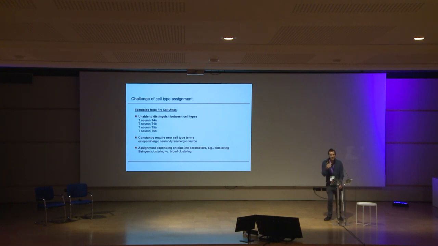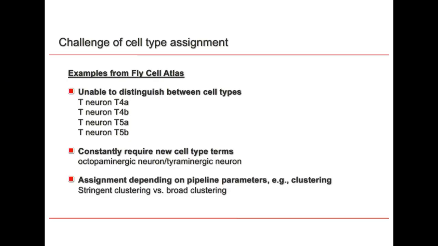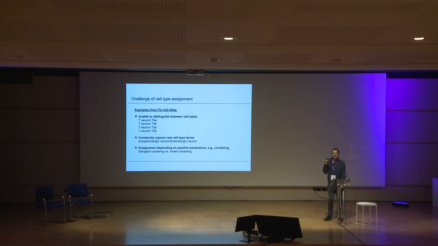Then you also have the challenge of capturing the cell type. You might have assigned cell types and be able to reanalyze your data, but then you have the complexity of the biology and of the ontologies. For instance, I take an example from the Fly Cell Atlas because we reanalyzed this dataset extensively. We noticed in the annotation that there was ambiguity in distinguishing between different neuronal subpopulations. Here I took the example of the neurons T4A and B and T5A and B. Distinguishing these cell types is very complicated, so they just provided these four terms to some clusters because they couldn't distinguish between them.